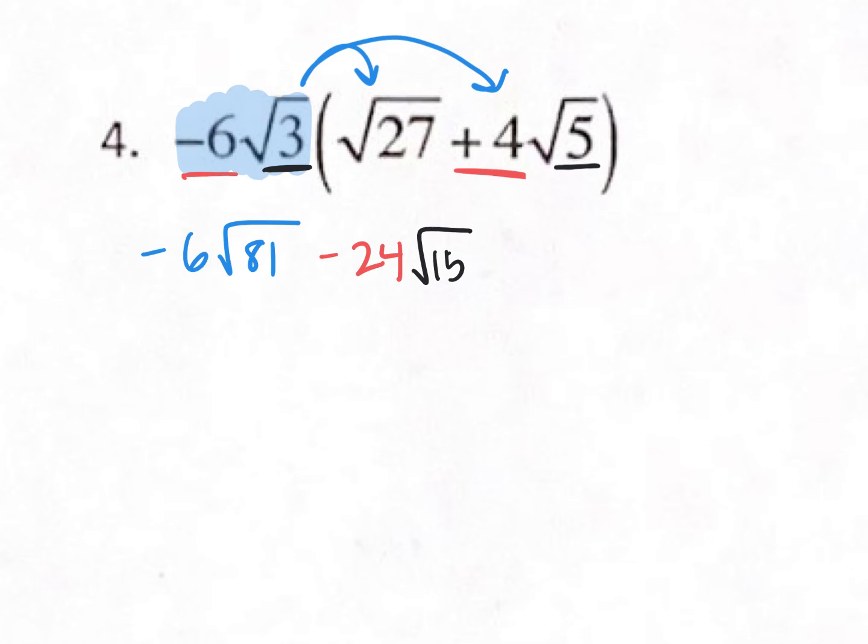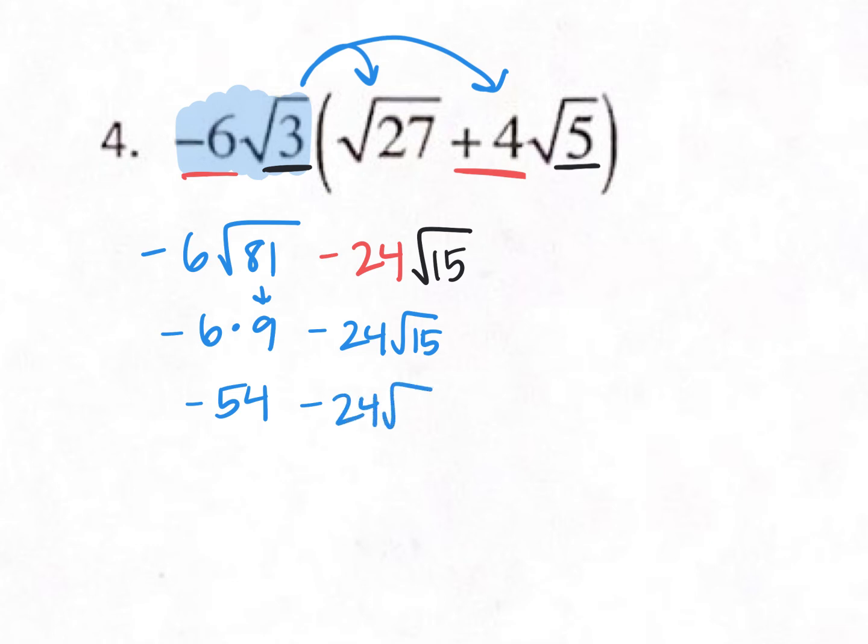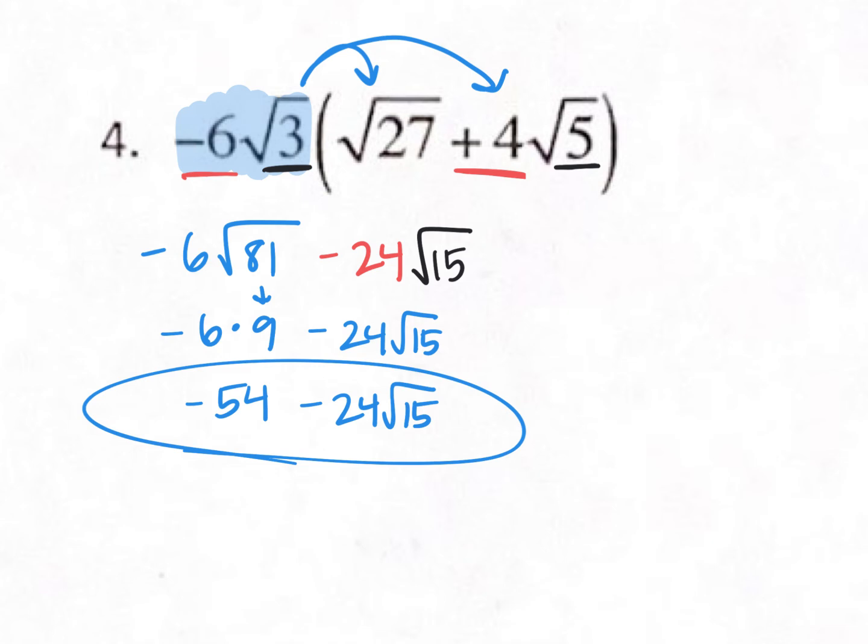And now I've got to see, can I simplify any of these? Well, square root of 81 should look familiar, so I can simplify that to be just 9, right? Square root of 81 is 9. And then can I simplify the square root of 15? No, so I'm going to leave that as minus 24 square root of 15. And negative 6 times 9, that gives me negative 54. So this is your final answer. We cannot combine anything else.